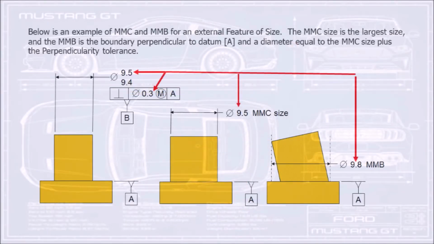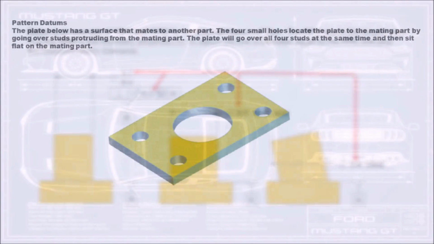Below is an example of MMC and MMB for an external feature of size. The MMC size is the largest size, and the MMB is the boundary perpendicular to datum A and a diameter equal to the MMC size plus the perpendicularity tolerance.